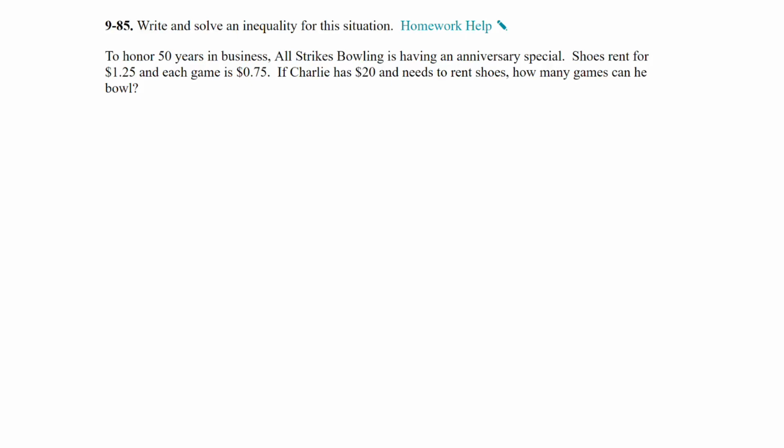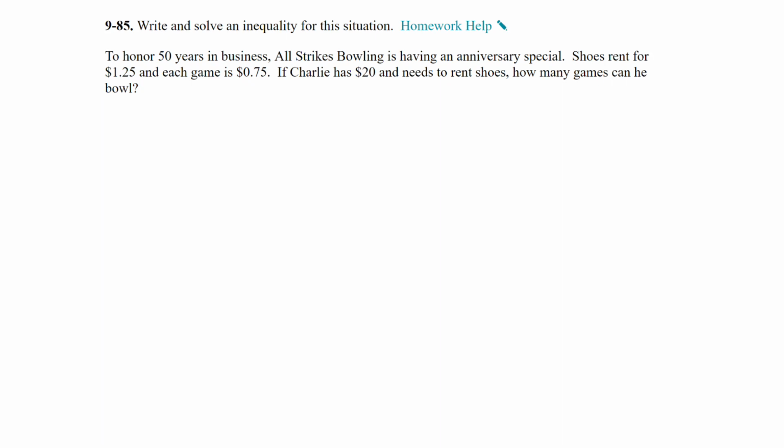Write and solve an inequality for this situation. To honor 50 years in business, All Strikes Bowling is having an anniversary sale. Shoes rent for $1.25, and each game is 75 cents. If Charlie has $20 and needs to rent shoes, how many games can he bowl?